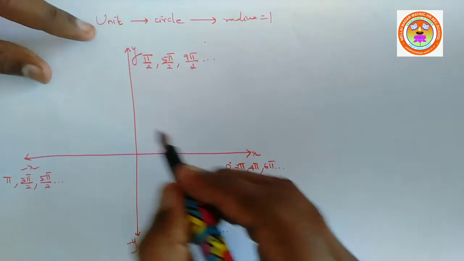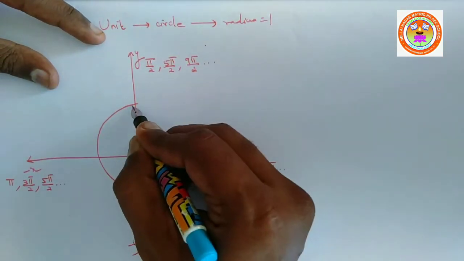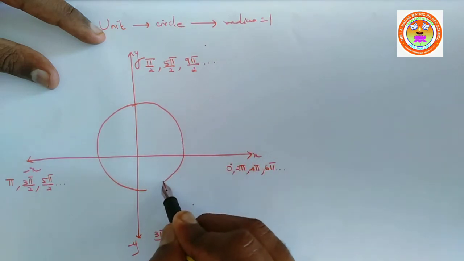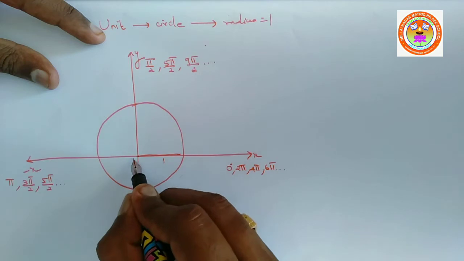Since it is a unit circle, I am going to draw one unit circle. What is my unit circle? A unit circle is nothing but a circle whose radius is 1. From here to here, the radius is 1. This is the origin O.